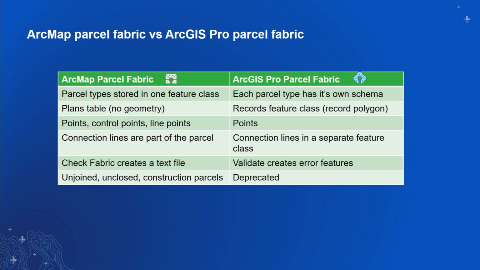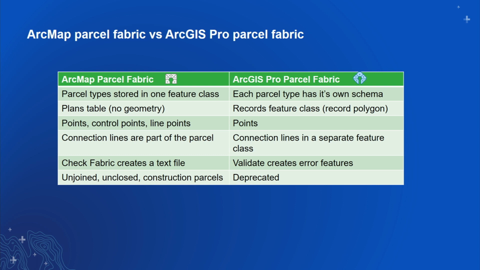They are delineated by an attribute, is fixed. If it's a fixed point, then it's fixed. If it's not a fixed point, it's a regular parcel corner point. Line points, there's no need for line points anymore because we now use topology and spatial coincidence in ArcGIS Pro to maintain connectivity between our features. In ArcMap, we had a check fabric command that just gave you a text file of topological errors. Well, now we can validate as we go, and we can get error features in the map that we can identify and fix. Invisible parcels or unjoined, unclosed construction, those are deprecated.